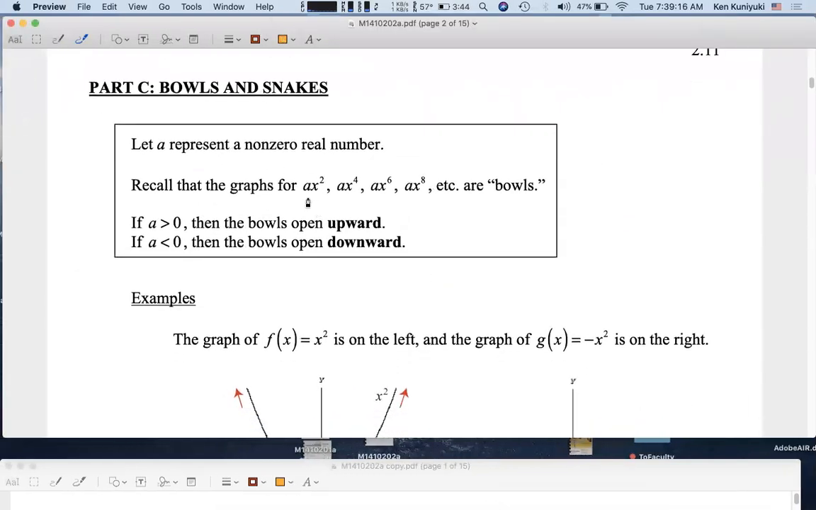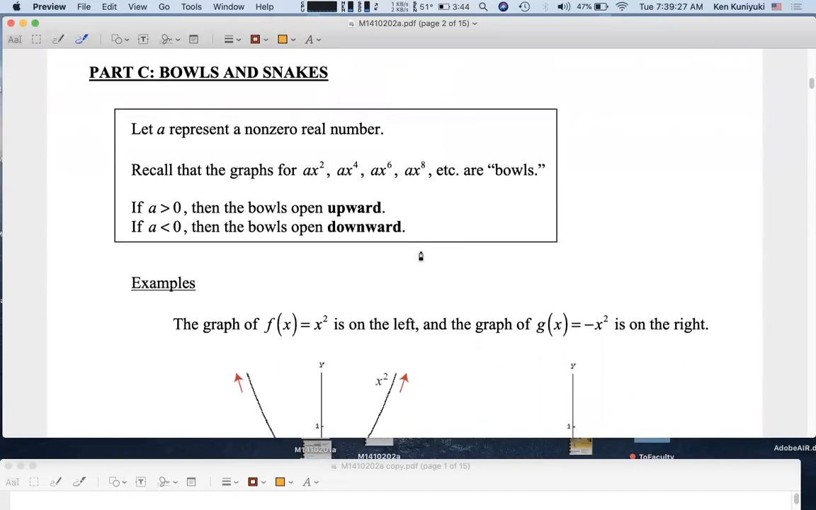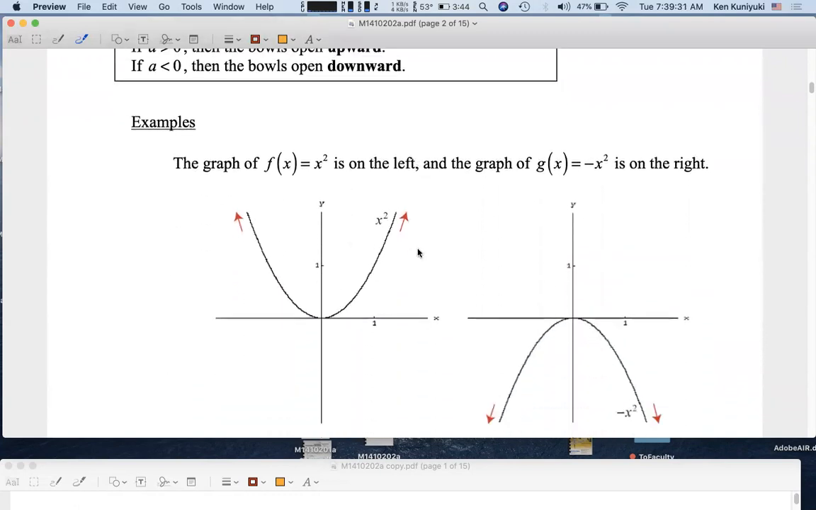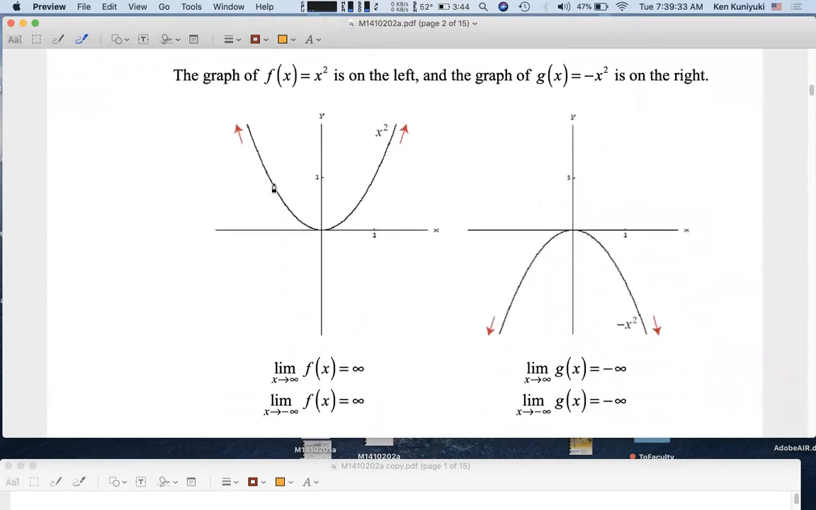So the graphs for y equals ax to the second, fourth, sixth, and so forth, where the exponents are even and positive, are bowls. If a is positive, they open up. If a is negative, they open down. So for example, on the left, we have the graph of y equals x squared, f of x equals x squared. It's a bowl opening up. On the right, we have the graph of y equals the opposite of x squared, g of x equals the opposite of x squared. That's a bowl opening down.